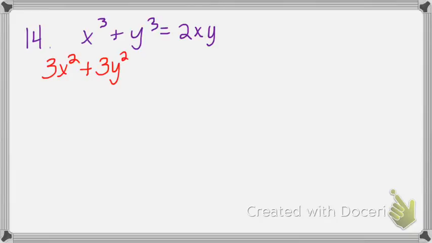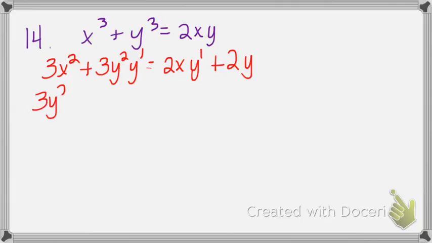Alright, number 14. So number 14 is asking us to find the equation of the tangent and the normal lines. Well, in order for us to find the tangent and the normal lines, I have to find the slope, which means I need to find the derivative. Alright, so let's just go ahead and find the derivative. 3x squared plus 3y squared y prime, and then find the product rule first times the derivative of the second, plus second times the derivative of first, which is 2, so I'm just going to put it in front of the y.